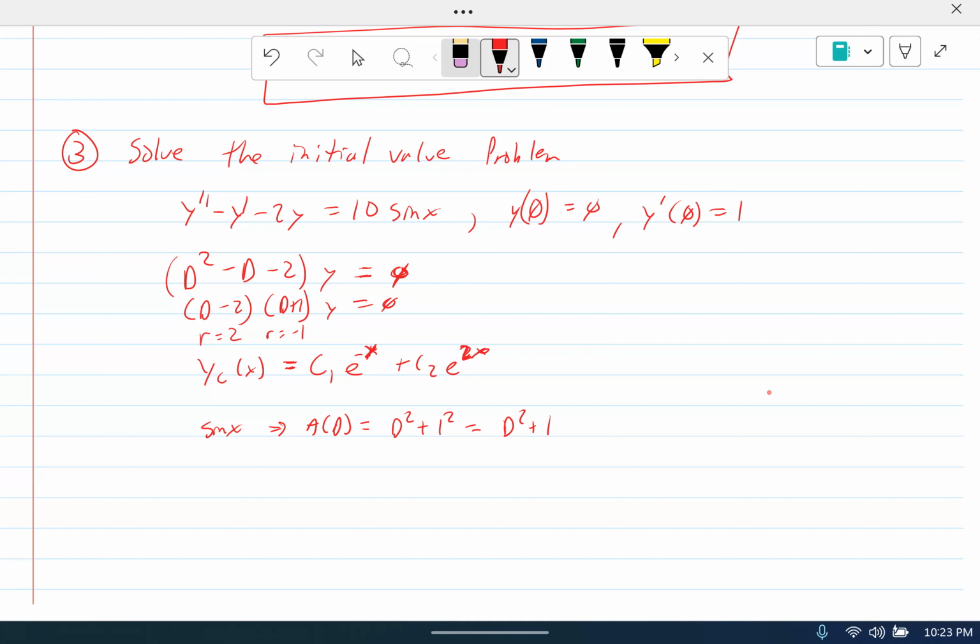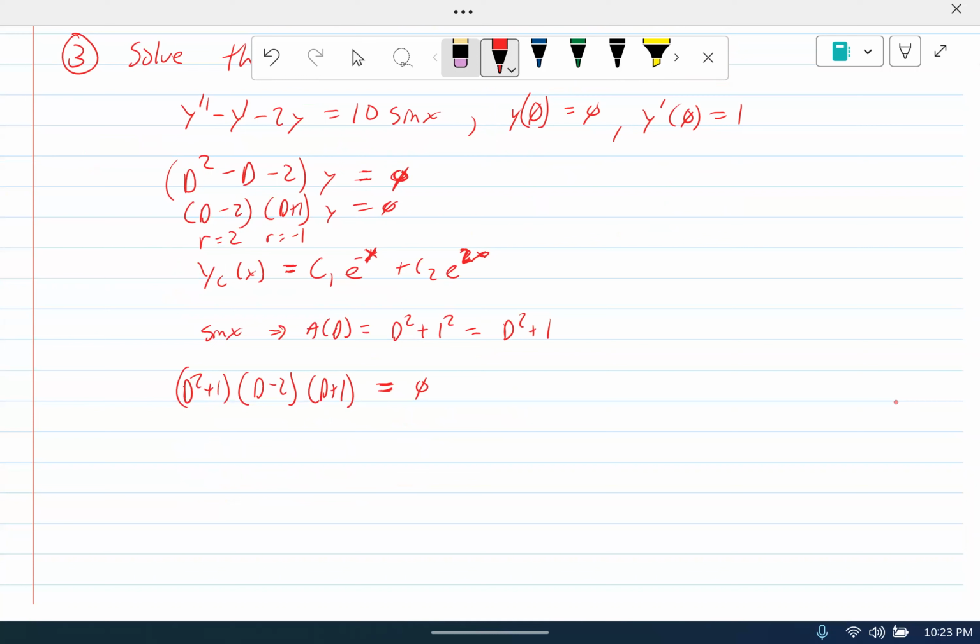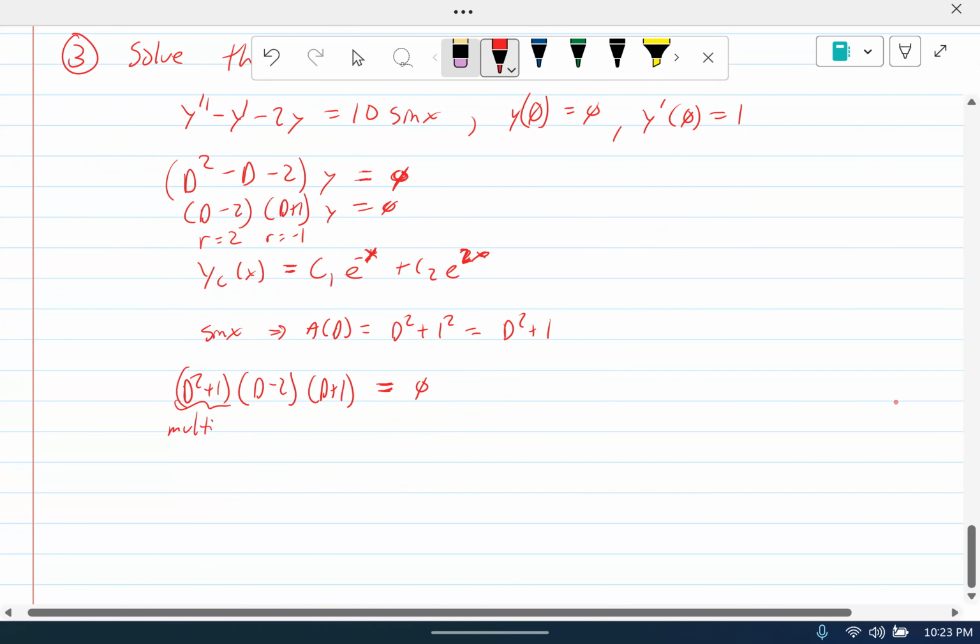Okay, so I have D squared plus 1 times D minus 2 times D plus 1. Okay, that's going to end up equaling 0, because I'm including my annihilator there. I just need to check to make sure I don't have any multiplicities. And I only have multiplicity 1 on that D squared plus 1. So that's nice.